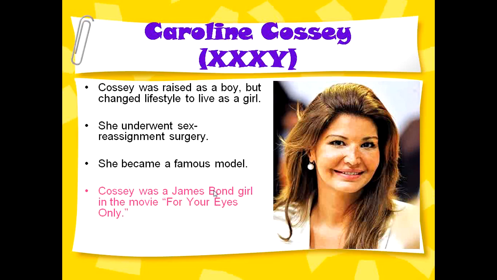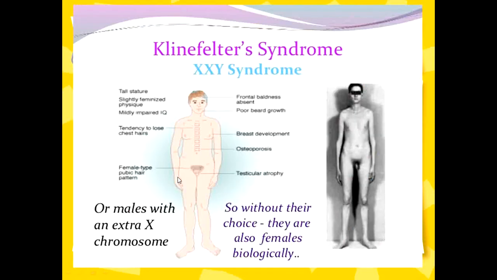Cossie was raised as a boy but changed lifestyle to live as a girl. She underwent sex reassignment surgery. She became a famous model. Here you can see a tall male with features of female, breast development, weak bones leading to osteoporosis, female type pubic hairs.